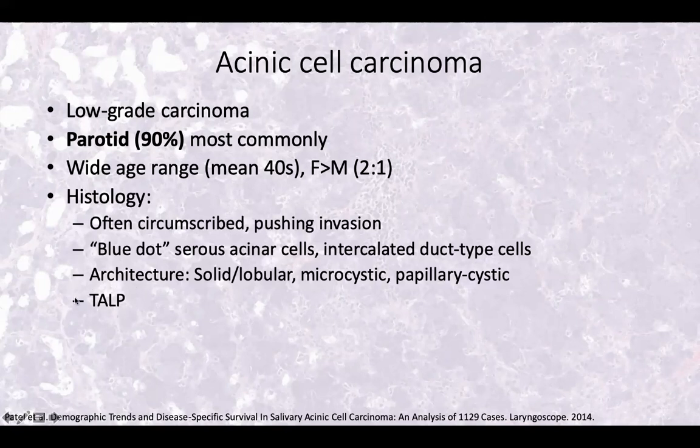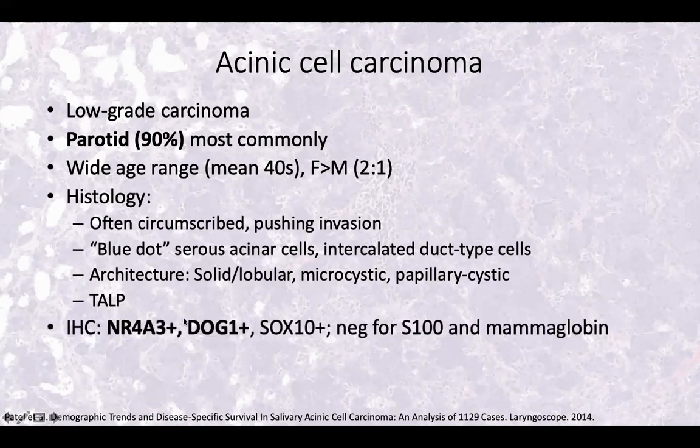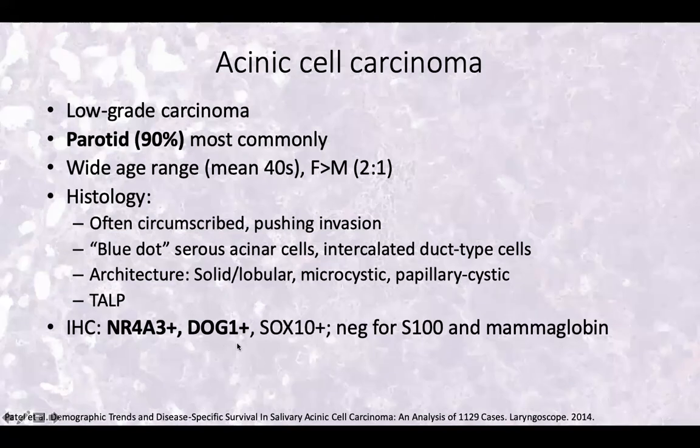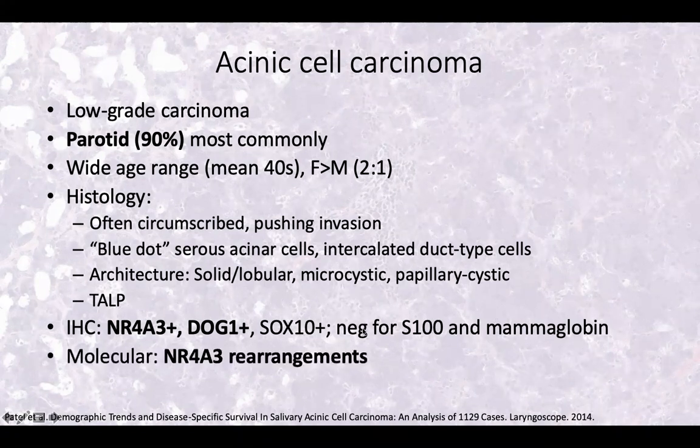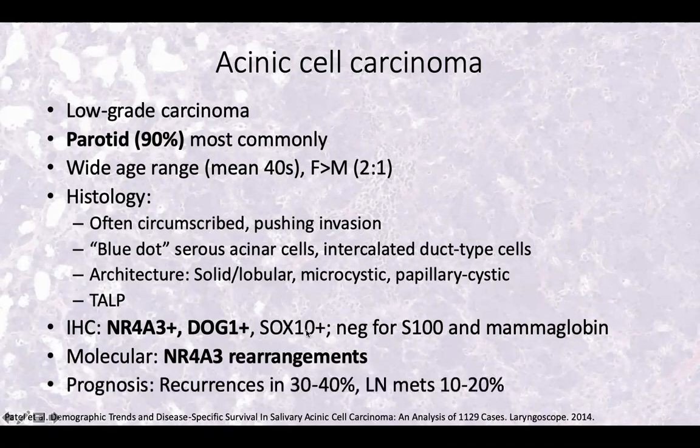The one thing that is interesting to note is that this is one tumor that frequently has tumor-associated lymphoid proliferation, which I'll show you, just a bunch of lymphocytes, which can almost mimic a lymph node. By IHC, these are positive for DOG1, a marker that marks normal acinar cells, as well as SOX10, which again marks normal acinar cells, but also this new marker NR4A3, which unfortunately we don't have here. And then they're negative for these other markers, which we use for a different lesion we'll talk about. And by molecular, there are these NR4A3 rearrangements, which again were only recently described.